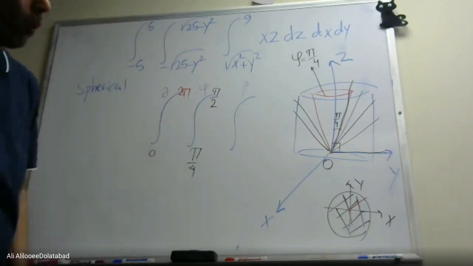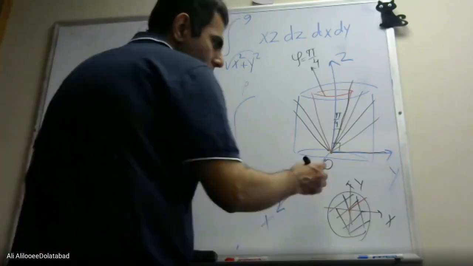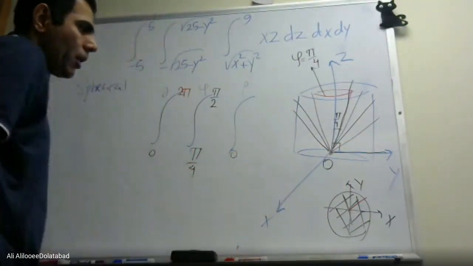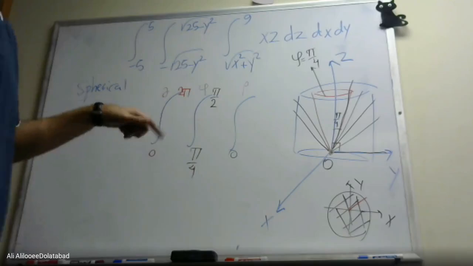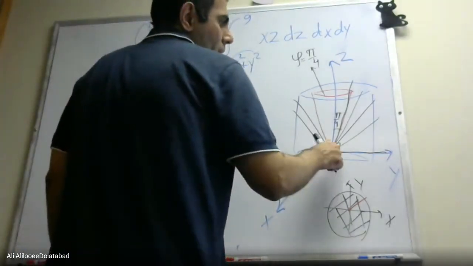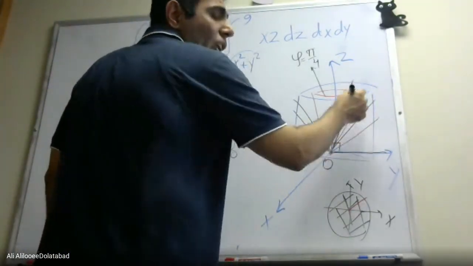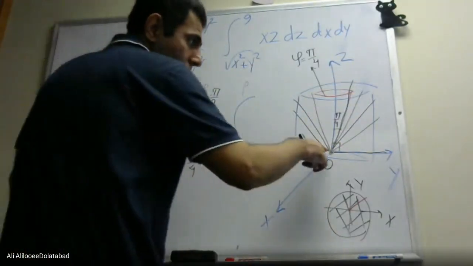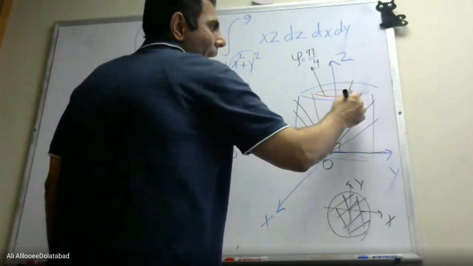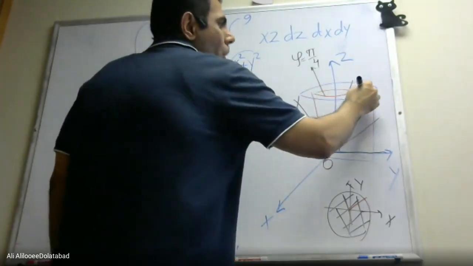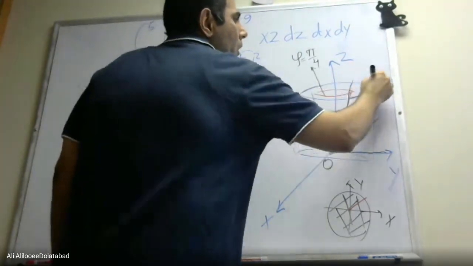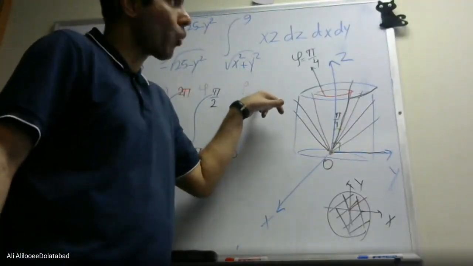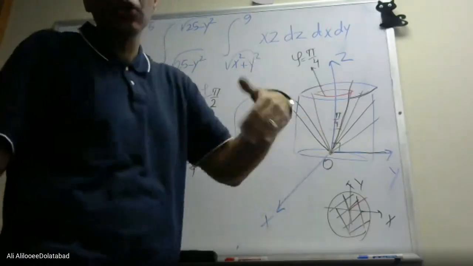Okay, and what about rho? When we want to find rho, rho will start from the origin. Then the lower bound is 0. What about the upper bound? The upper bound is the largest length of these black lines. The largest length of this black line actually happens when you are on the cylinder.